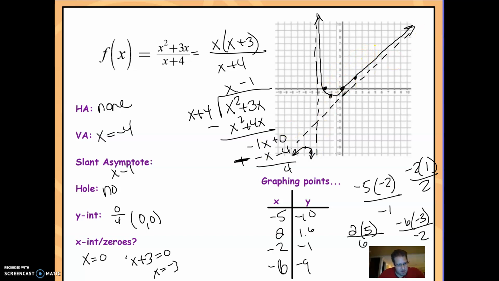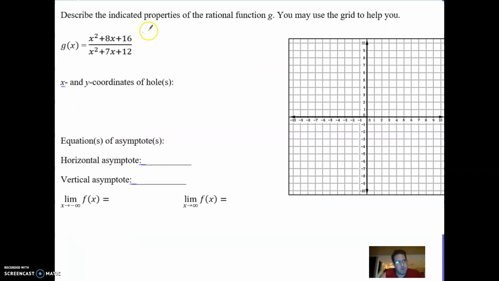Okay, pausing there. All right, so we're going to take it to the next question. Describe the indicated properties of the rational function g. You may also use the grid to help you. All right, so first thing I'm going to do is simplify this.